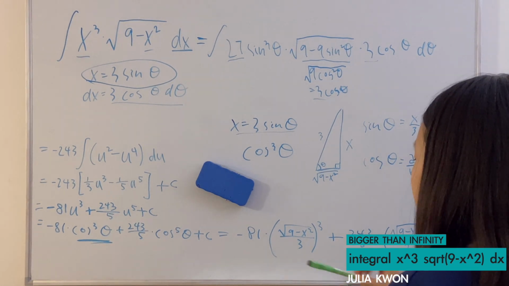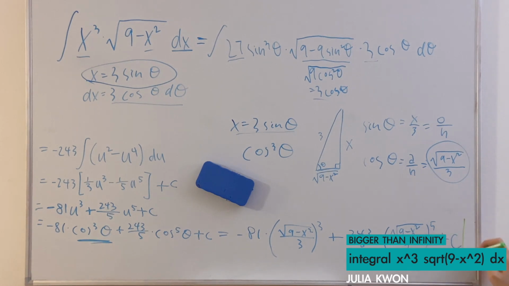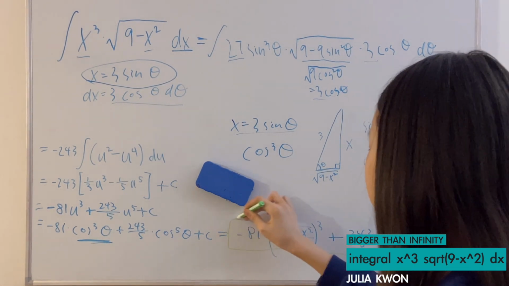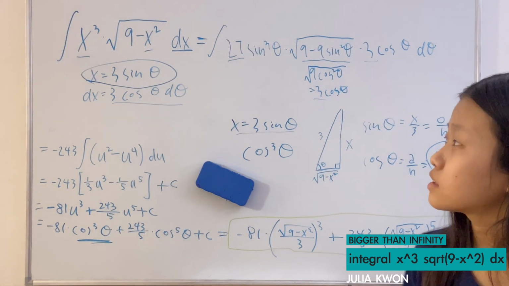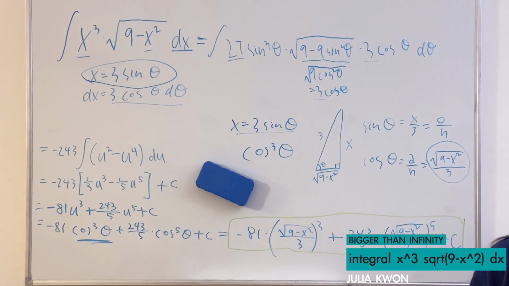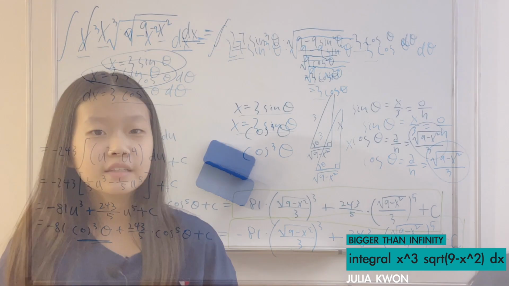And now I think I found our final answer for the integral of x cubed times the square root of 9 minus x squared dx.